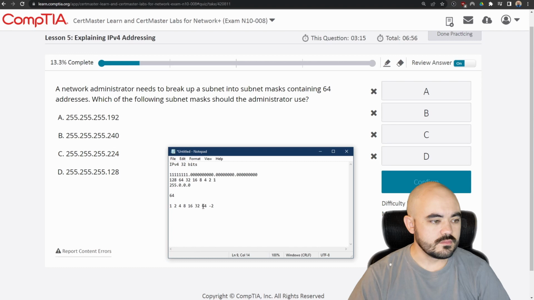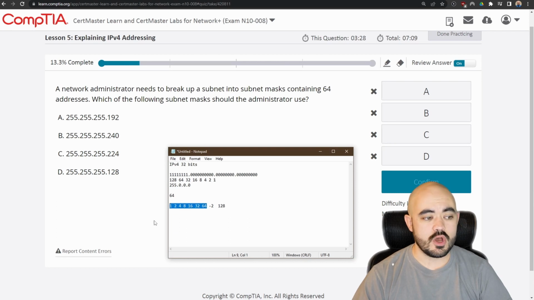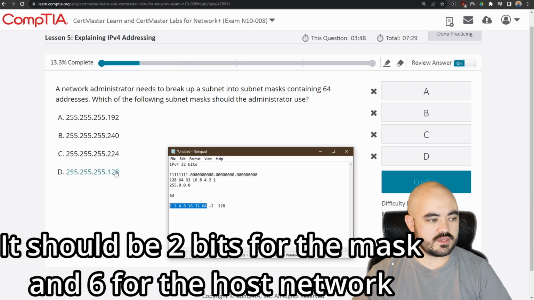Okay. If we're coming from the left and going to the right, the next number would be 128. So we can assume that 128 is part of the mask, whereas these 7 bits need to be part of the host address because we need 64 addresses per subnet. So I believe the correct answer is D, because this answer gives us 1 bit in this octet that belongs to the mask and 7 bits in this octet that belong to the hosts.